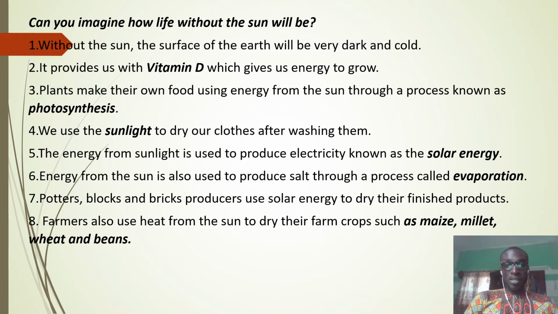So one, without the sun, the surface of the earth will be very dark and cold. And indeed, bear with me, this is very true because the sun provides light onto the earth. So without the sun, eventually there's going to be no light, and then there's going to be total darkness. And aside from providing us with heat to warm our bodies, if there is no sun, eventually we are going to have this coldness. So the weather will be very cold. So that is one of the benefits of the sun.